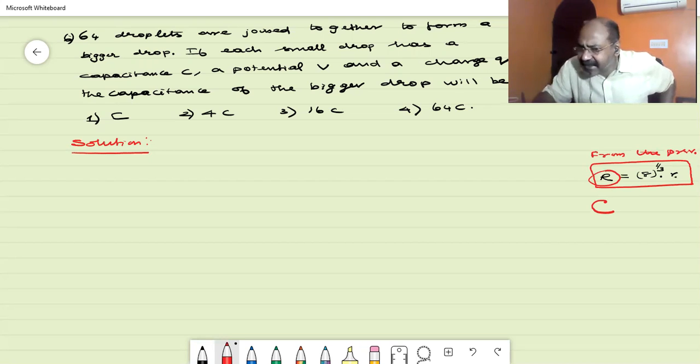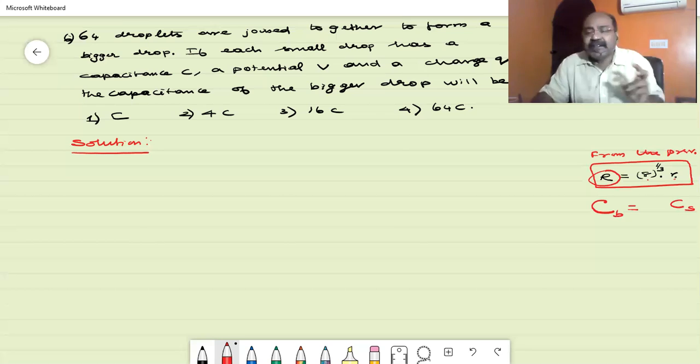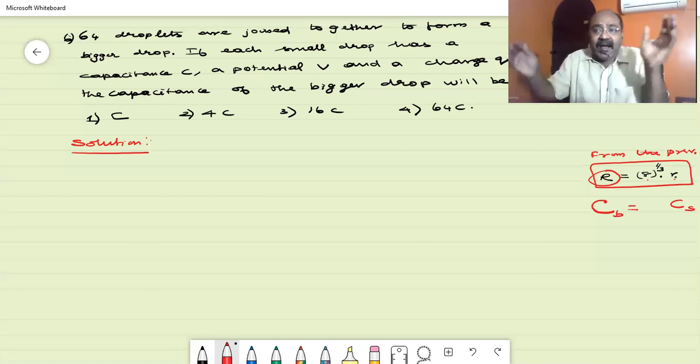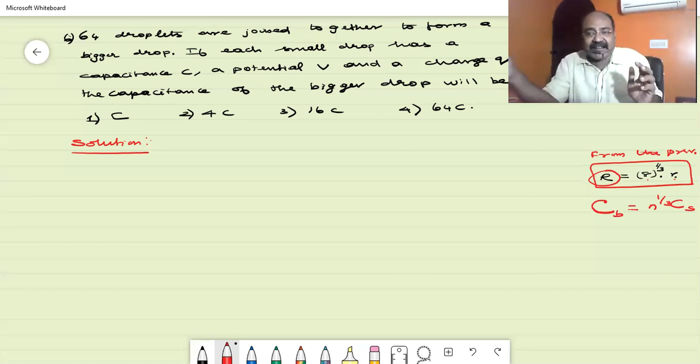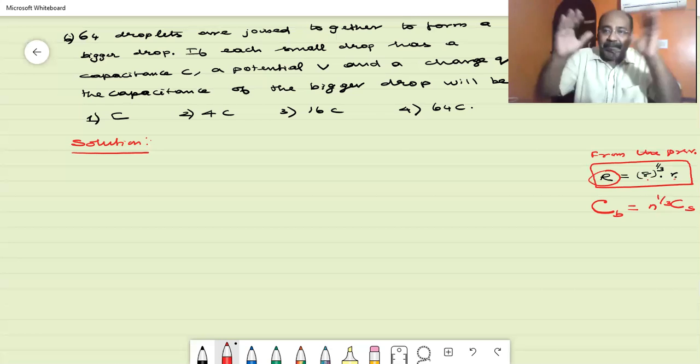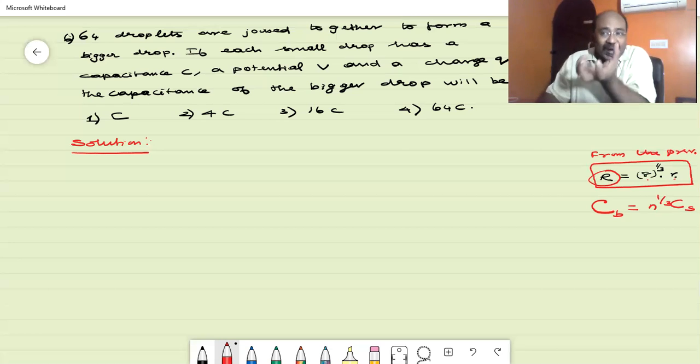Let us consider it as CB, the bigger drop, is equal to, what is this small r? That is the capacitance of the small droplet. Then what is this 8? The number of droplets that have been joined together to form a bigger droplet. I am writing this in general. If n number of droplets are joined, then I can write n to the power of 1 by 3, the cube root of the number of droplets joined, multiplied with the original capacitance of the small droplet, will be equal to the capacitance of the bigger droplet. So I am able to derive a common relation for this question.